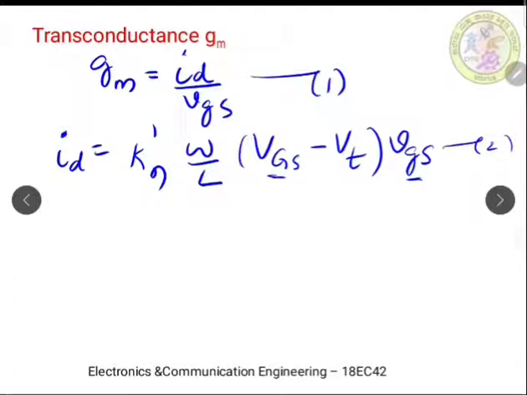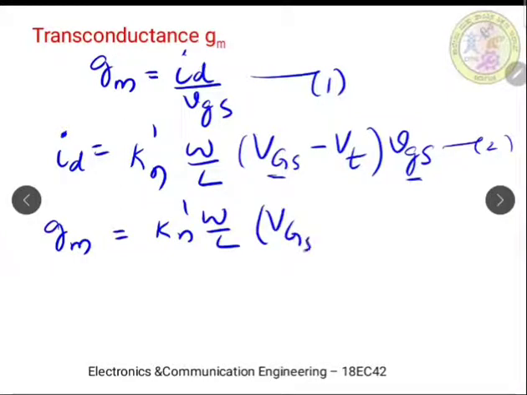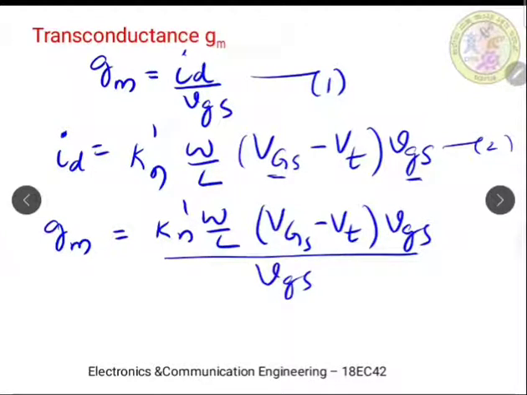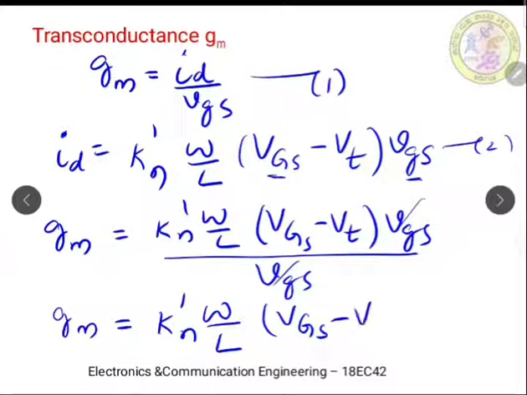So now by substituting equation 2 in 1, we can write an expression for GM. Substitute here Kn dash W by L into VGS minus VT into small VGS, divided by small VGS. Here the VGS term cancels, and now we have an expression for GM which has only this Kn dash W by L, which is the process constant, and you should know that Kn dash is nothing but mu n into C oxide. Anyway, we will keep it as a constant, and the remaining term is VGS minus VT. Let us call this equation 3.